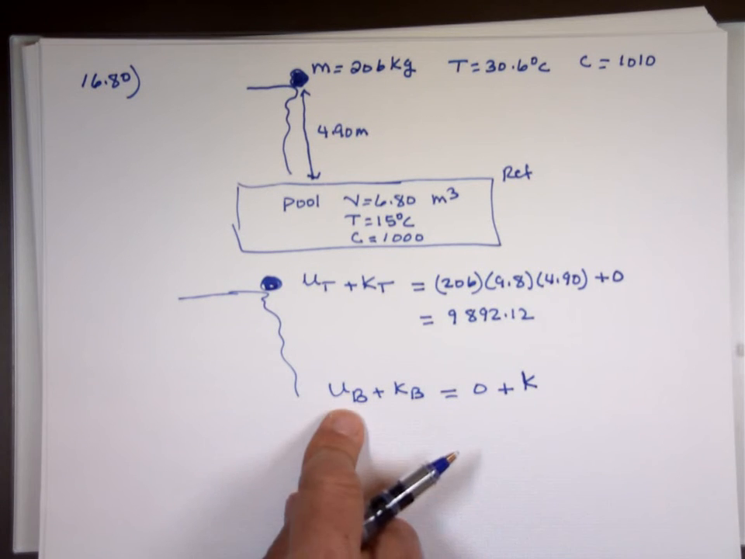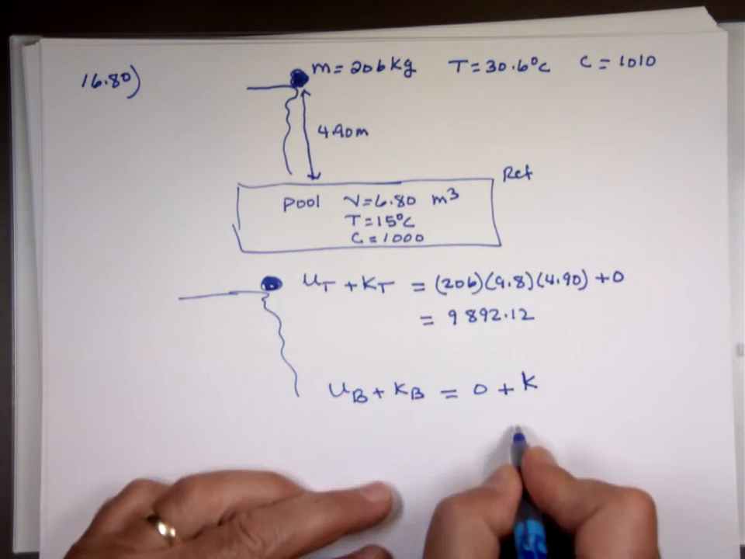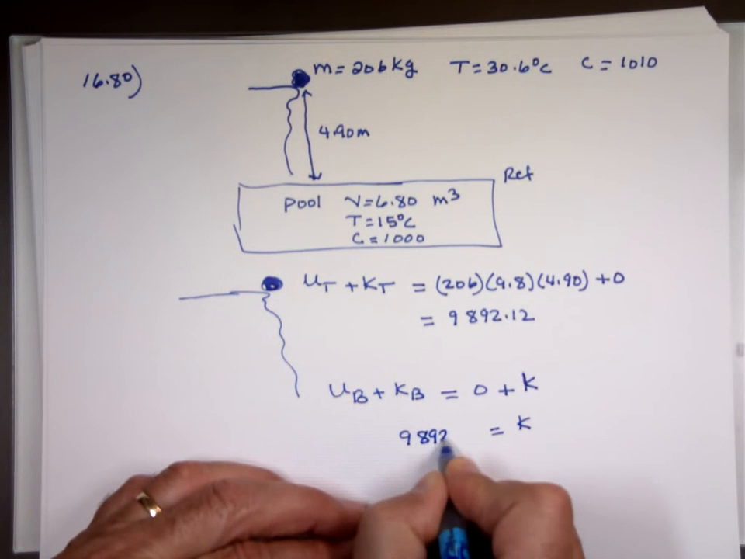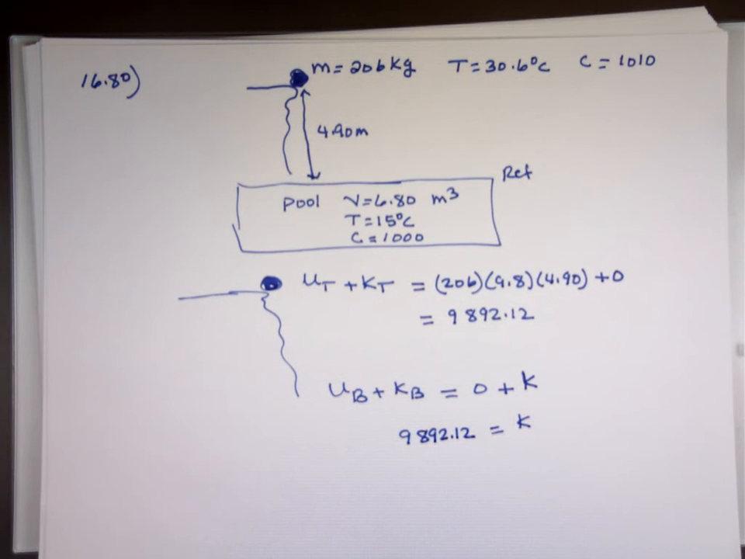So that kinetic energy has to equal 9892.12, just like that bullet that went through that fence there, the post. And that's what that number is equal to. Now, we need to look at the water here and the rock.